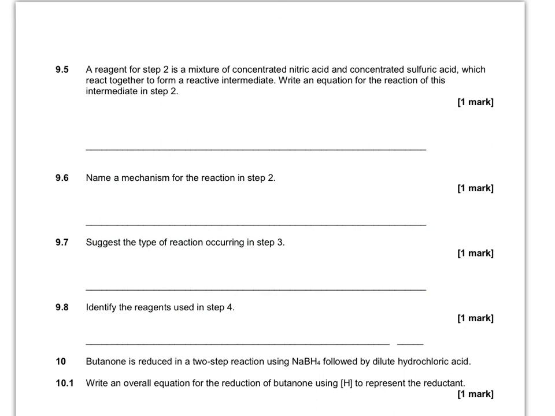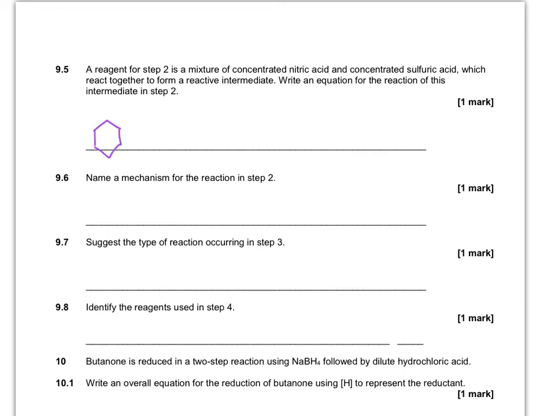A reagent for step 2 is a mixture of concentrated nitric and concentrated sulfuric acid, which react together to form a reactive intermediate. Write an equation for the reaction of this intermediate in step 2. This is where reading the question really carefully comes into play. It's not asked you to write an equation for the reaction between nitric acid and sulfuric acid. It's basically asked you to write an equation for step 2. So it's the nitronium ion reacting with the product of reaction 1.